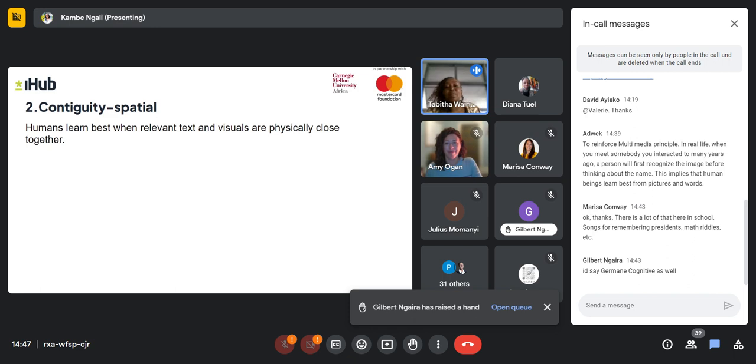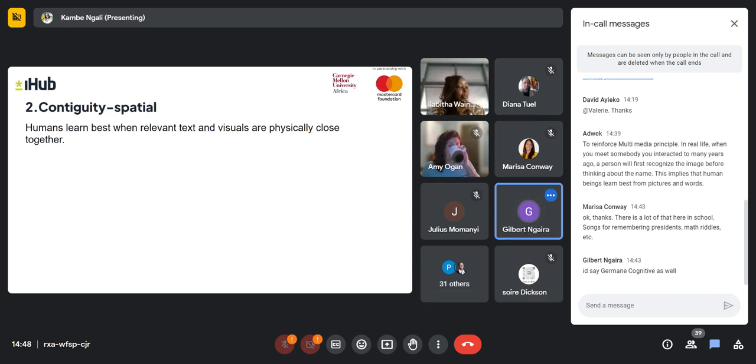Before Amy jumps in, Gilbert, comment. I think I just wanted to reiterate what the last presenter just said. It reminds me of the alphabet charts when you were younger and learning, where you have A for apple and Z for zebra.